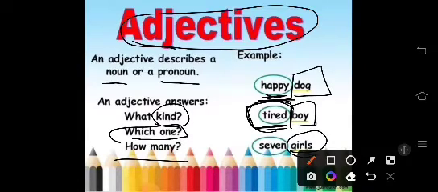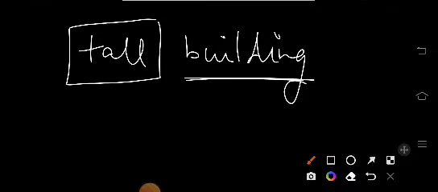Seven girls. Girls is the noun, a plural noun, and seven is describing the number of girls. So seven is again an adjective. So here we can conclude that the words that give extra information about a noun or pronoun are called adjectives. Let us take some more examples, like a tall building. Here building is our noun. So how is the building? What extra feature are we telling about the building? The building is tall. So tall is the adjective.